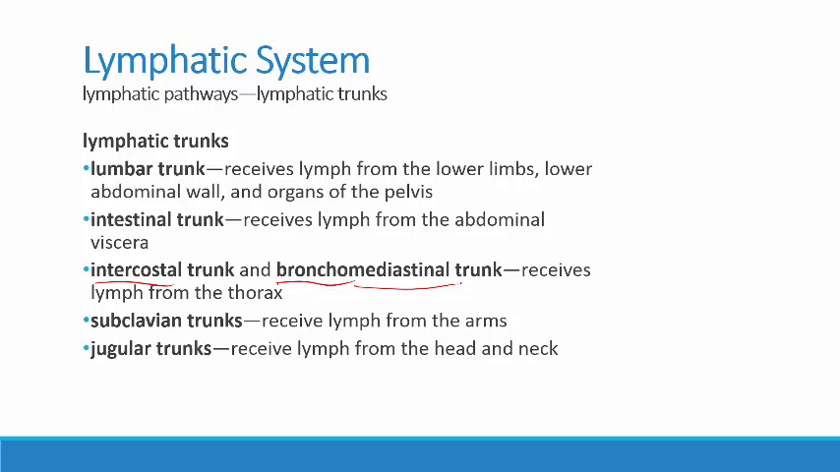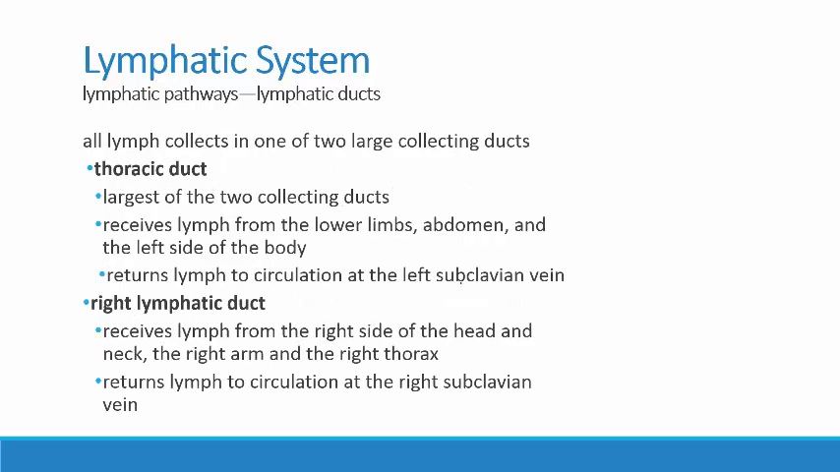So these lymphatic trunks will also join into one of two large collecting ducts. There's the thoracic duct. This is the large one. It's also in figure 16.4. It receives all the lymph that's coming from the lower limbs and from the abdomen and from the left side of the body, and it dumps all the lymph that it collects into the left subclavian vein.